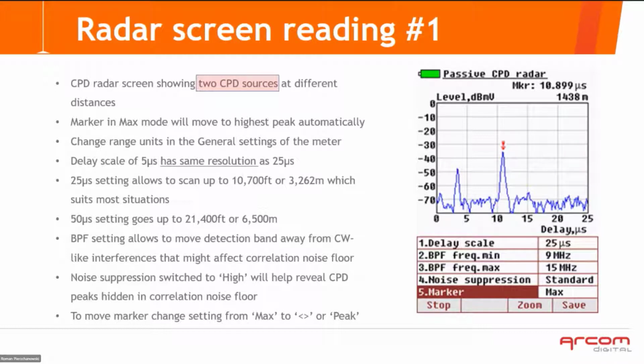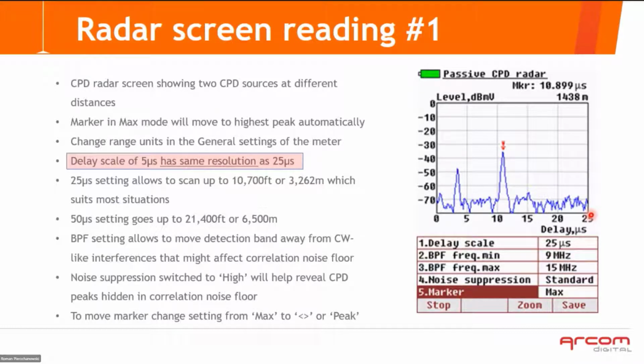So we see here a plot showing two CPD sources. Again, here is time delay, here is level. One peak, other peak. The marker goes automatically to the top of the max peak, and the delay range up to 25 microseconds, as here, will be typically enough in all situations that you will be in.